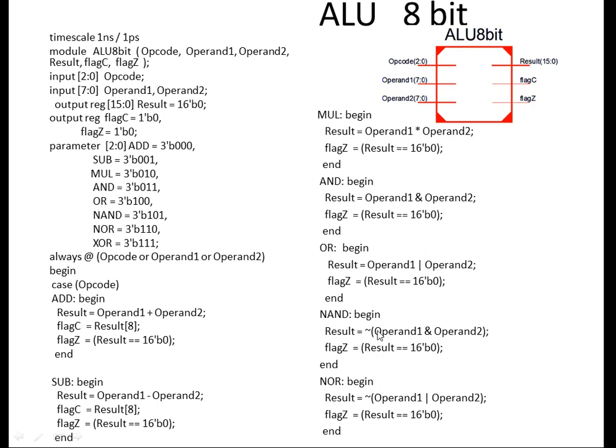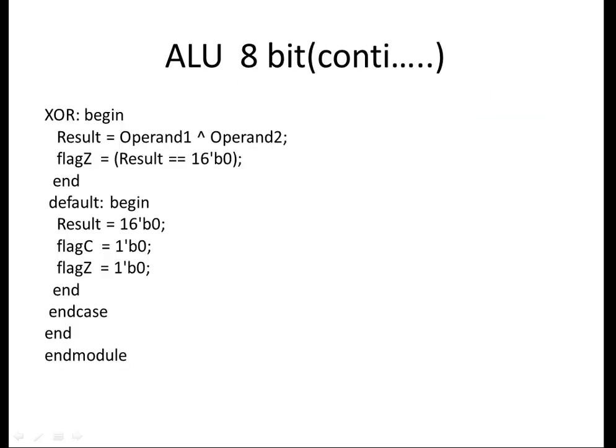Similarly, NAND operation: operands 1 and 2, we are ANDing, then NOT. We will get this NAND operation. Similarly, flag checking, zero flag, 16 bits. Similarly NOR: you have to OR and then do NOT, then you will get the result. Checking for this. Similarly XOR, we know that this is the operator. Operand 1, operand 2, this will be in the result. The zero flag we are checking here: if this 16-bit value is equal to 0, then the zero flag will be set.